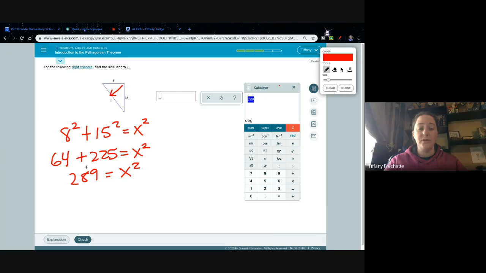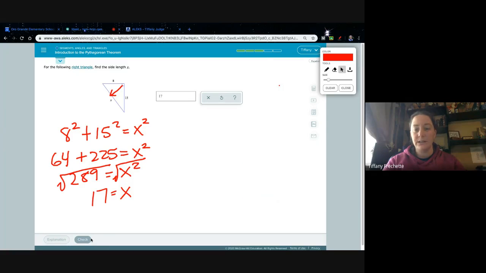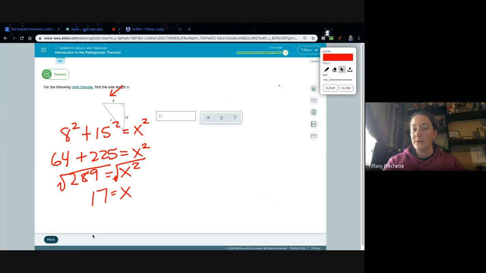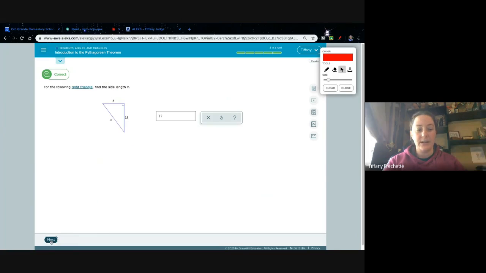All right, so we have 289, and we don't want the square, so we're going to take the square root. I know it's going to be x equals, again, if I go back to my calculator, it's already highlighted. So if I click this, it's going to insert it correctly, and I hit equals, and it is 17. So we have 17. And then I want to type in 17. All right, check, and we should be all done. Yay, we finished that one. So I'm going to clear and next.